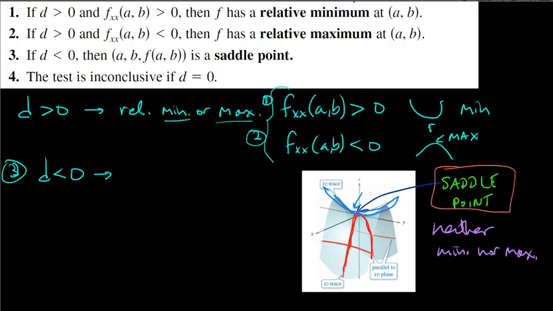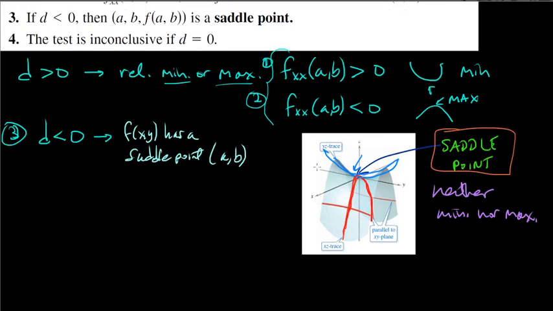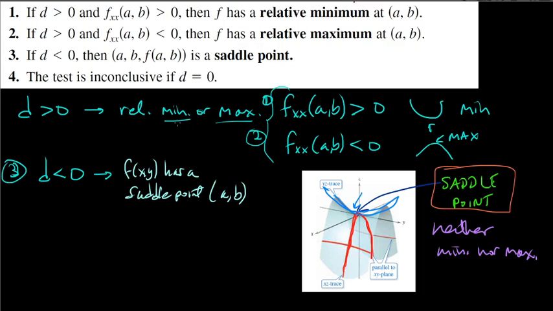So if D is negative, let's be specific here, we say the graph of the function has a saddle point at the critical point, at the point (a, b). So there you go. There's three possibilities. If D is positive, then the function either has a relative minimum at the critical point, or a maximum at the critical point (a, b).